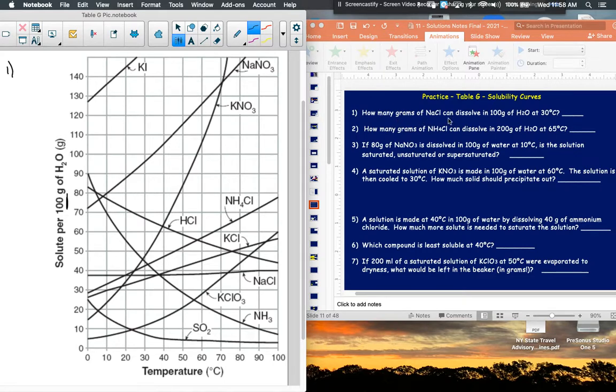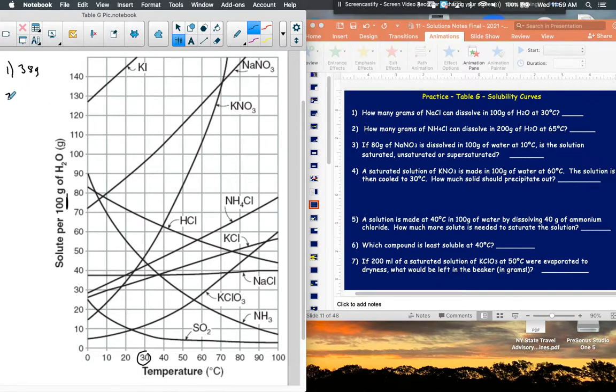When they say how many can dissolve, they're looking at the saturation point. So we want to go down here to 30, lock my eyes on 30, and go up until I hit the sodium chloride line. If I go up, I would hit it about right there. Again, on the line is going to be saturation. Since that's the maximum that could dissolve, and that's what the question's asking, I can estimate that to be about 38 grams. If you said 37 or 39, you'd also be fine.